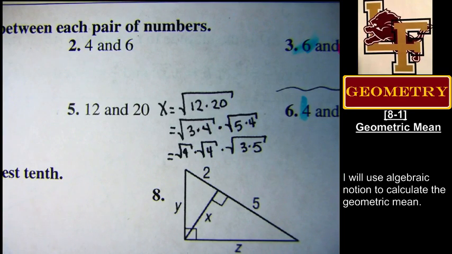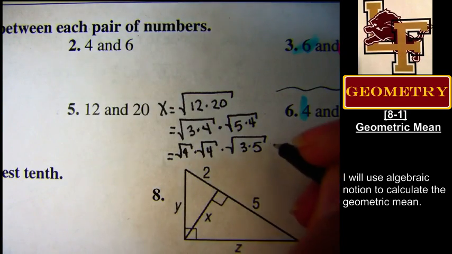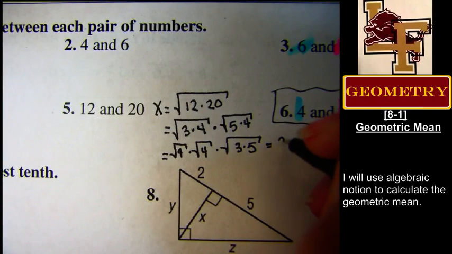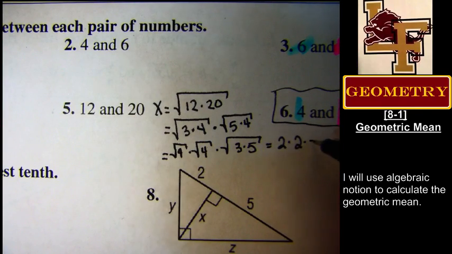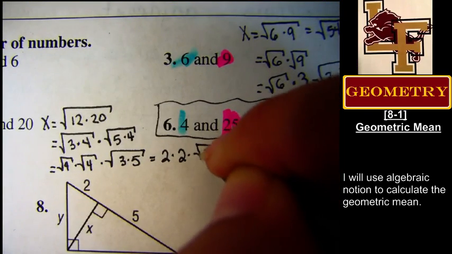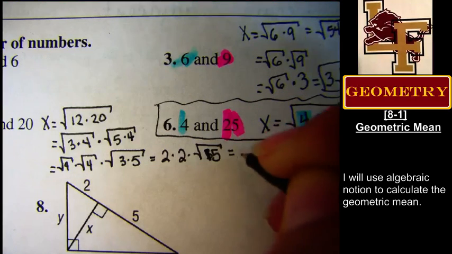Are we okay with what I did? Okay. What's the square root of 4? 2. Oh, wait, what's 3 times 5? 15. But what's 2 times 2? 4.